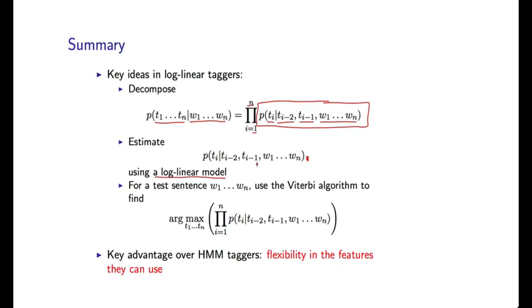The final insight in log linear models is that for a given test sentence W1 through Wn, we can use the Viterbi algorithm to find the highest scoring or the highest probability tag sequence. And we can use the Viterbi algorithm because we do have this Markov style assumption in these models that the ith tag depends only on the previous two tags in the context.